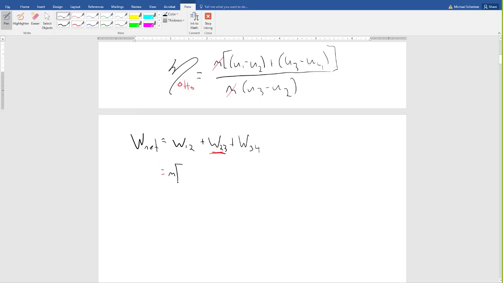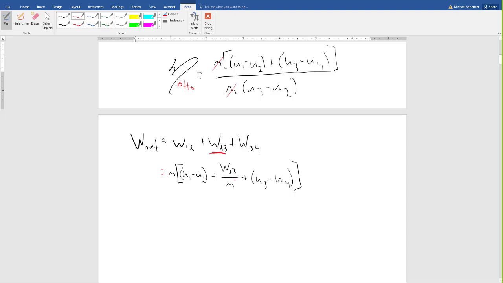M times U1 minus U2. Now we're going to have plus W23 over M. All I did was factor that out. Plus, from 3 to 4, this is going to be U3 minus U4.